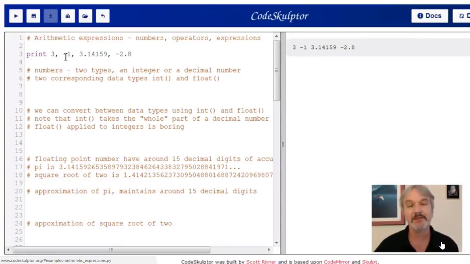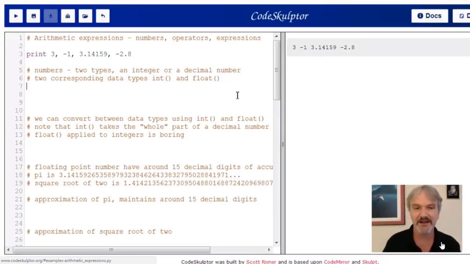Now the thing to note is that in Python there are actually two types of numbers. There are signed whole numbers, things like 3 and -1. And then there are decimal numbers that have fractional parts and always have a decimal point. And in Python, those signed whole numbers are called ints for integers, and the decimal numbers are called floats for floating point numbers.